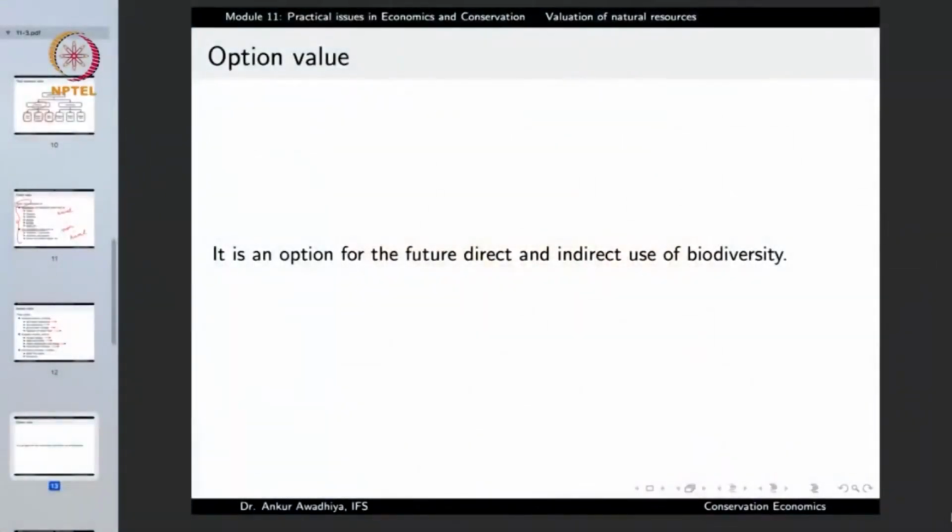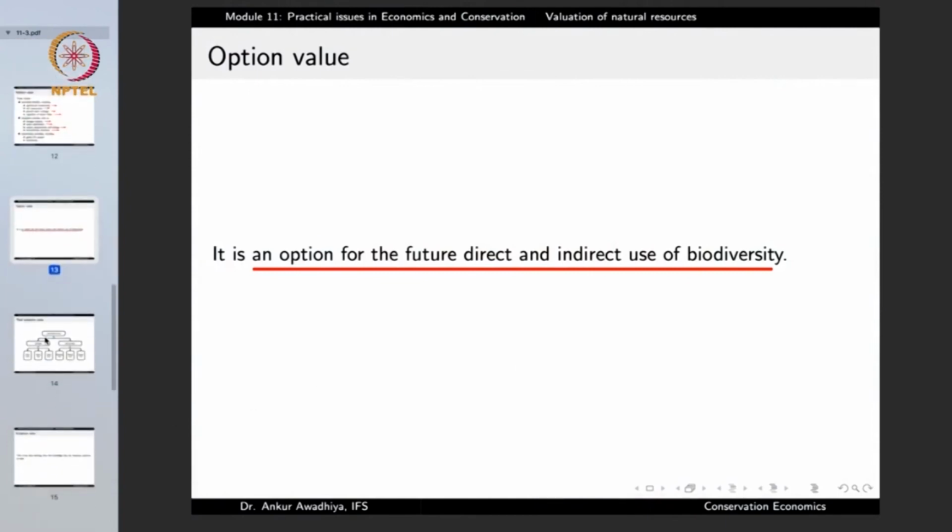Similarly, when we say that there is a forest and we are not extracting this forest, we are not taking out all the wood because we might use it in the future. Now, we do not know when we are going to use it or whether we are going to use it, but we still want to maintain an option on the forest. Later on, should we decide that we are going to use this forest for, say, getting a particular drug, then this forest should remain. This is a value that we derive from the forest just by keeping it as such. This kind of value is an option value, an option for the future direct and indirect use of biodiversity.